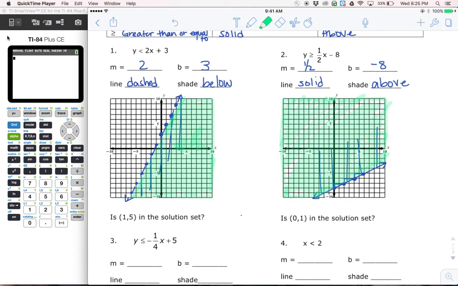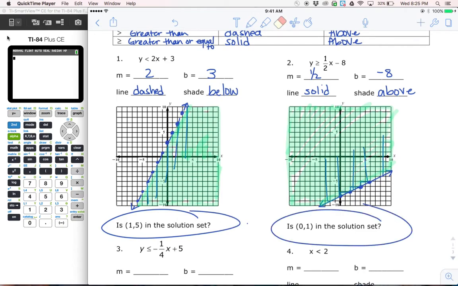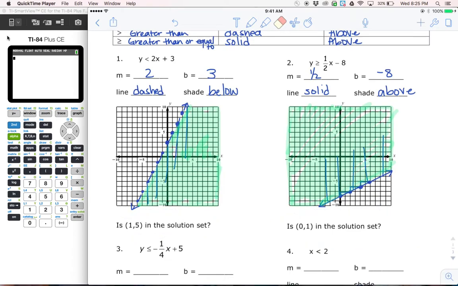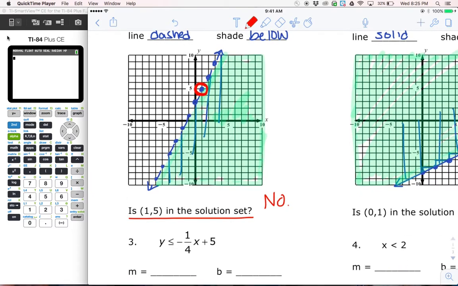Problem 3. Oh, you know what? I forgot to check points. So we've got these questions under our graphs here, and we're just given random points. These points don't have any significance except they're just asking us to check them. Is 1, 5 in the solution set? Well, here's 1, 5. Oh, you know what? It's on the line. This is actually not part of our solution set. And the reason is because it is on a dashed line.